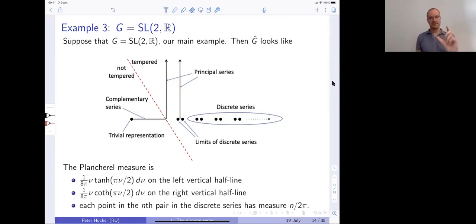And now there is a mix of continuous and discrete parts. So on the continuous part, we get a function times a Lebesgue measure. And on the discrete part, every point has positive measure. And in the nth pair of points, each of the 2 points has measure n over 2 pi.